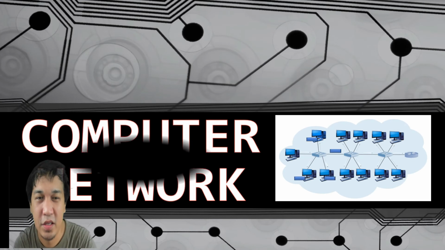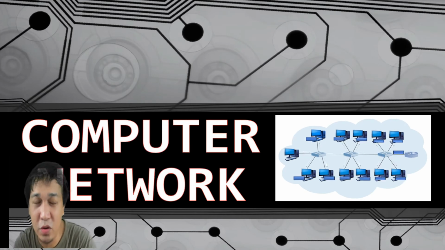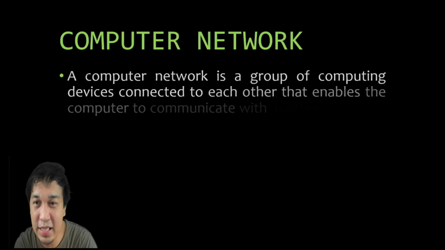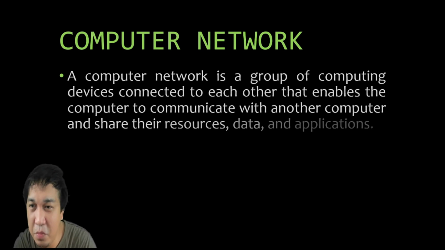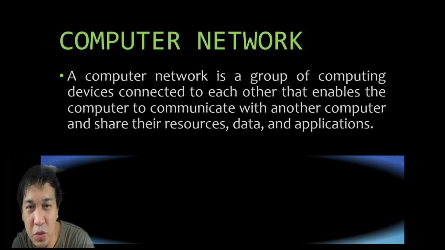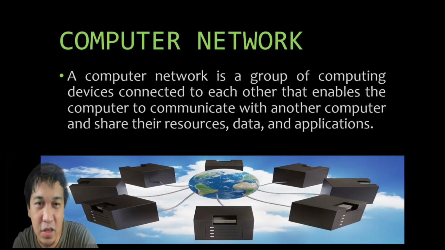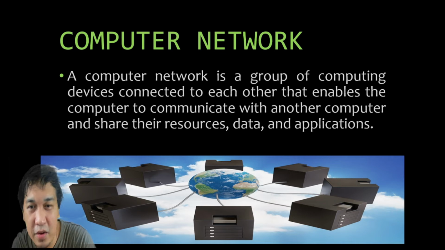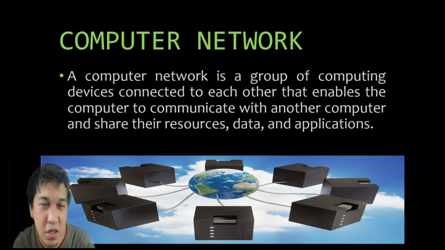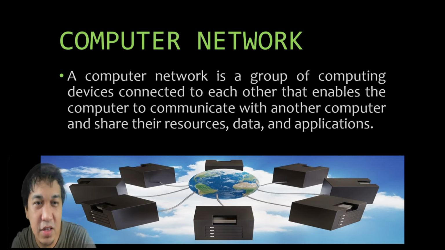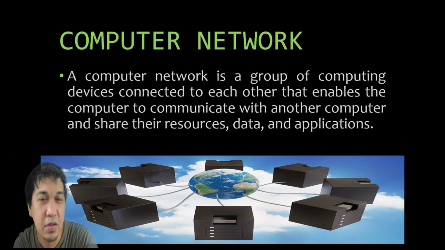Let's start with the definition of computer network. A computer network is a group of computing devices such as laptops, desktops, servers, smartphones, and tablets connected to each other that enables the computer to communicate with another computer and share their resources, data, and applications like files, printers, scanners, fax machines, cameras, and even internet connections.